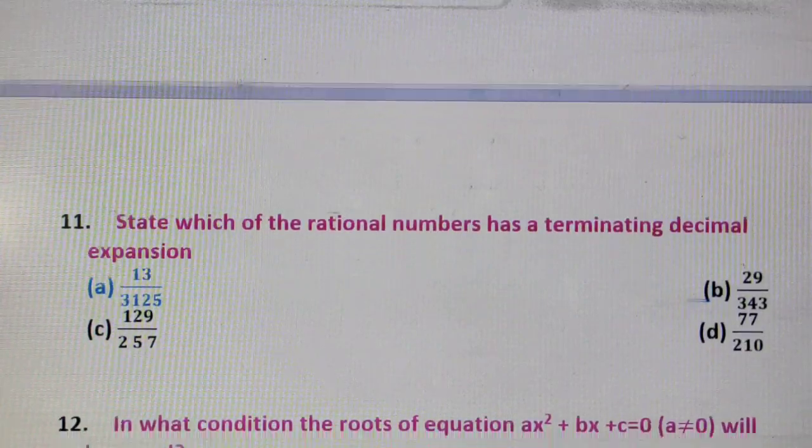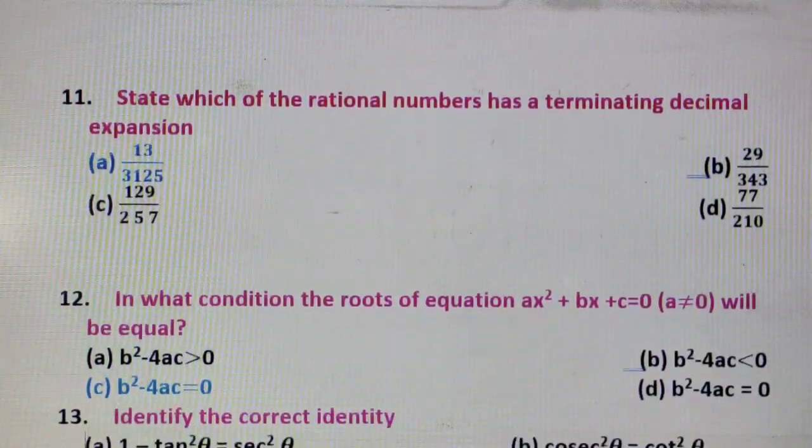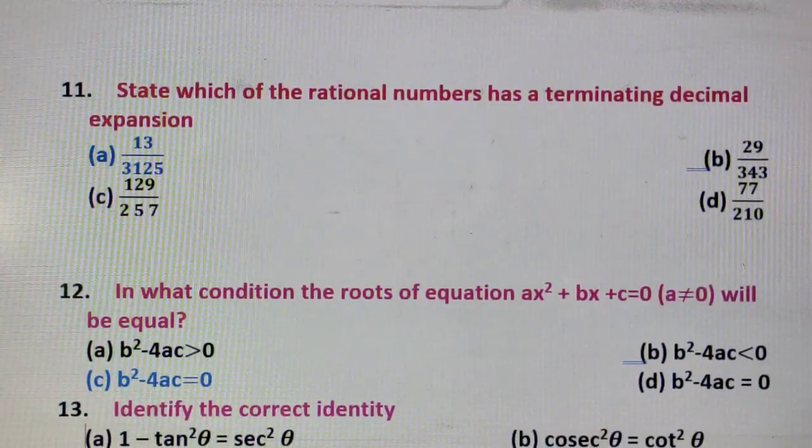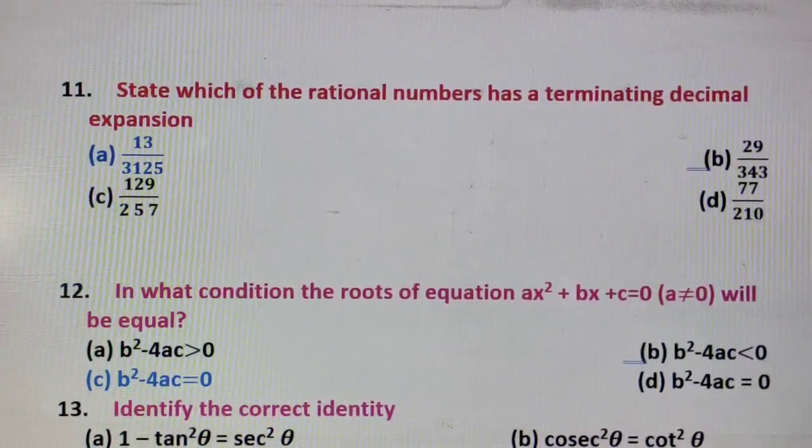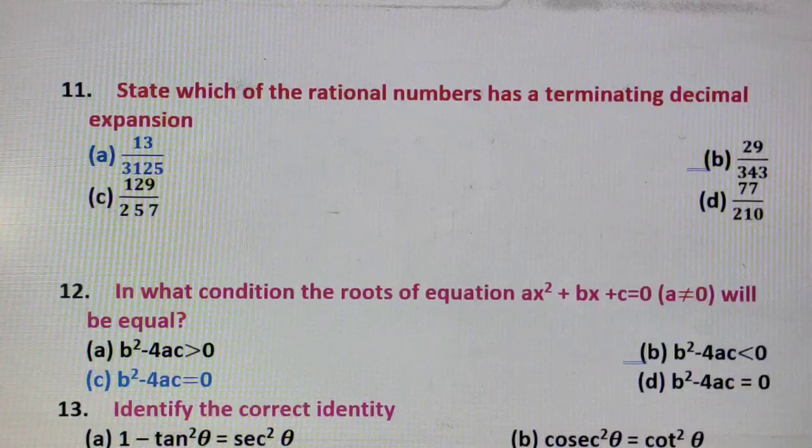State which of the rational number has terminating decimal expansion. If we see the denominator, here we get 3125 has only prime factors 2 or 5. There is only 5 here. So we can say that it will have terminating decimal. In the others, we get prime factors other than 2 and 5.